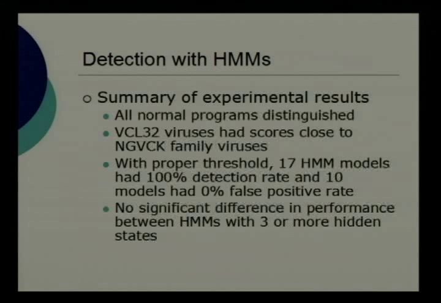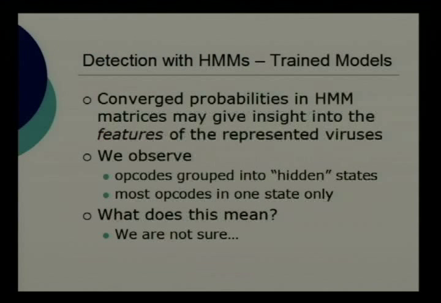So this is a summary of our experimental results. All normal programs can be distinguished by the score alone. VCL32 viruses scored closer to the NGVCK viruses. If we set the threshold properly, 17 of our models had a 100% detection rate, and 10 models had a 0% false positive rate. And as I explained, we tried different numbers of hidden states. For 3 or more hidden states, we didn't find any significant difference in performance.